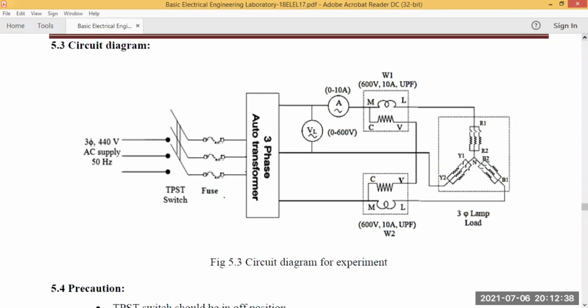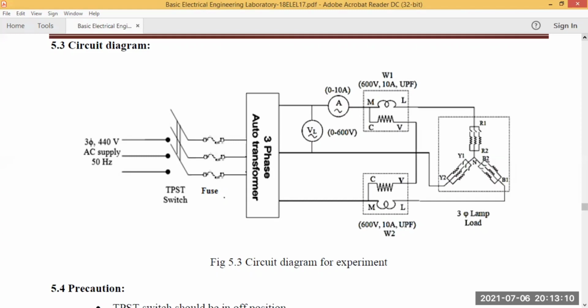In the circuit diagram, there is a three-phase supply. It is connected to the TPST switch, fuse, and there is a three-phase auto transformer. An ammeter is connected to one wattmeter, and a voltmeter is connected across the load. Okay, and there are two wattmeters W1 and W2. They are directly connected to the R1 and R2 resistances. The middle wire is directly connected to R3.